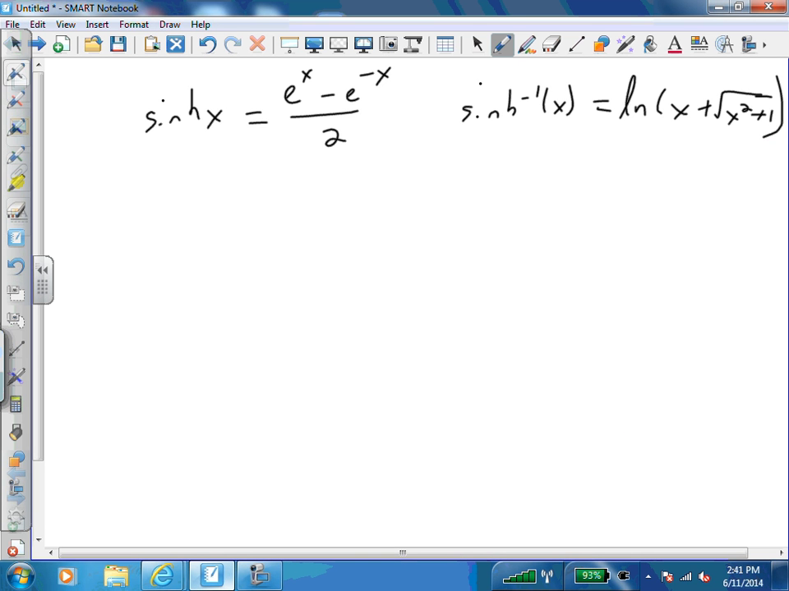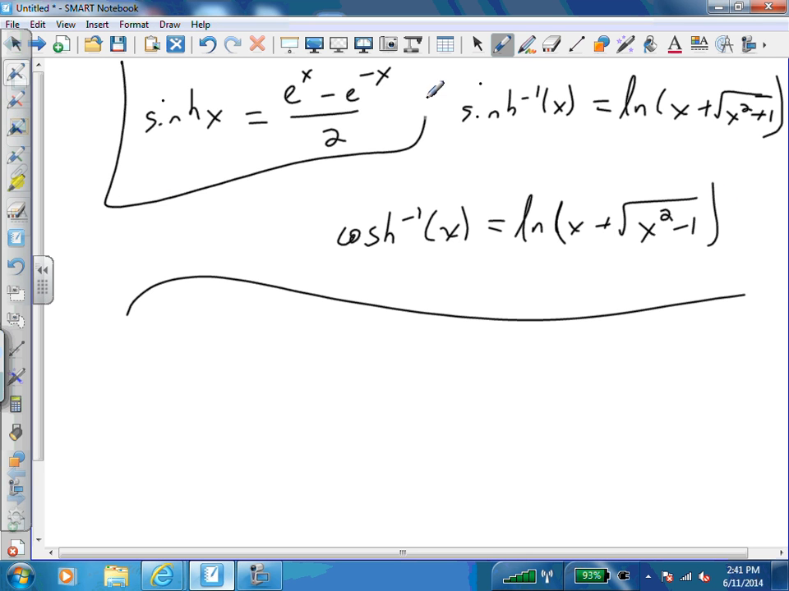Now, I'm not going to make you learn what all of these inverse hyperbolics are equivalent to. The inverse hyperbolic cosine is very similar, except x squared minus 1. I do want you to know what hyperbolic sine and hyperbolic cosine are. I'm not as worried about whether you know what the inverse hyperbolic sine and inverse hyperbolic cosine are equal to.